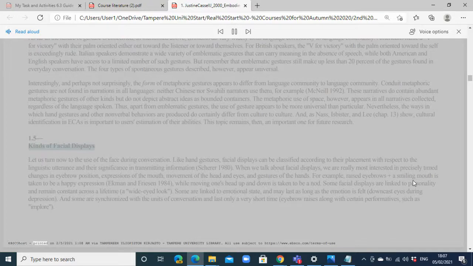EBSCO host, printed on the 2nd of May 2021 1:08 am via Tamperine, Iliapiston Kajasto, Tampere University Library. All use subject to https://www.ebsco.com/terms-of-use.